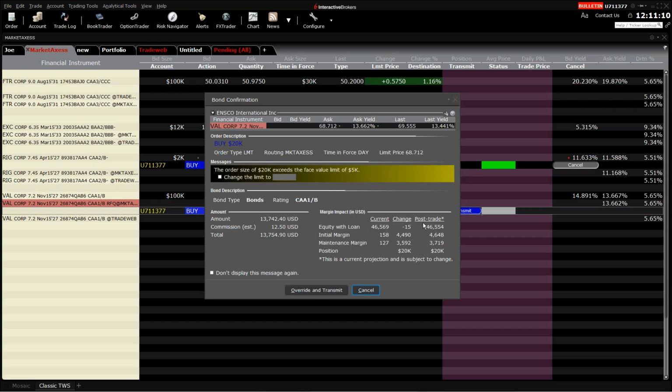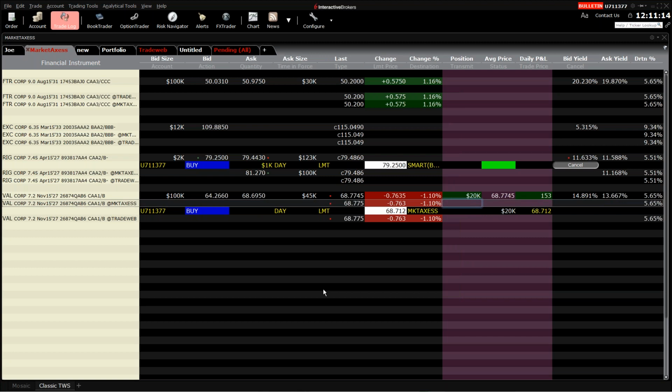So I hit transmit, override and transmit, and we got a fill. So we bought 20,000 bonds at that price, at 68.712.